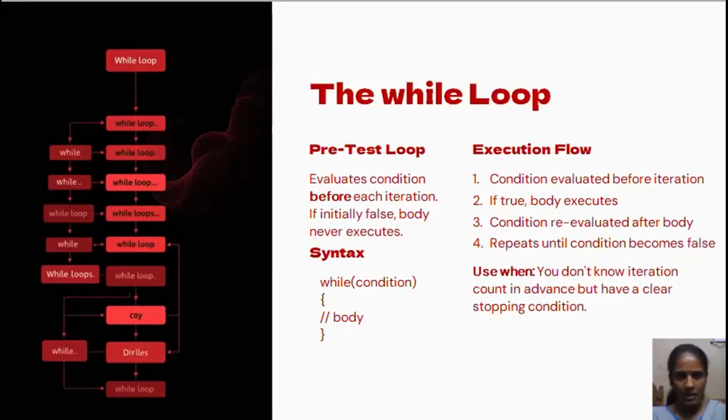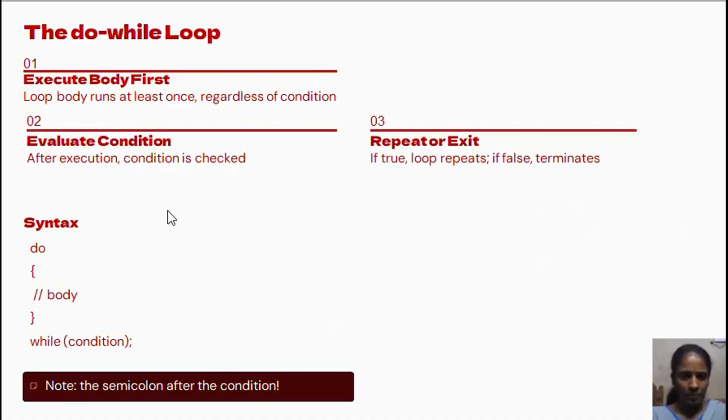Let us see the syntax for each of them. For the while loop, the syntax is while condition. If this condition is true, the body of the loop will be executed. The next one is the do while loop. Here, inside the do block, the body of the loop will be there. Initially it will be executed once, then only the condition will be checked. If it is true, then the body of the loop will be executed again. Then again the condition will be checked. Till the condition becomes false, the loop will be repeatedly executed.